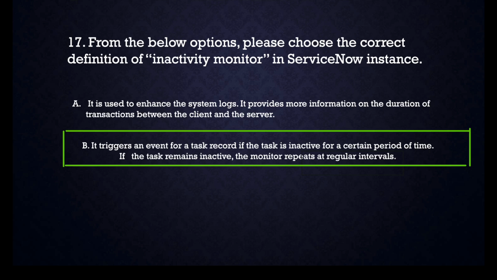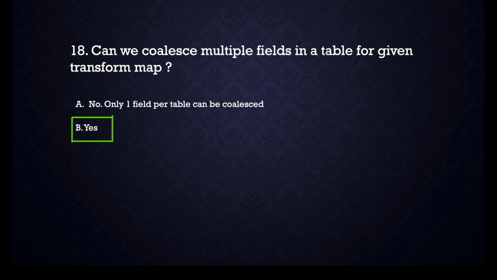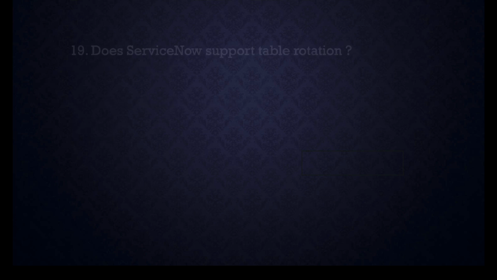Next question. Can we coalesce multiple fields in a table for a given transform map? No, only one field per table can be coalesced. Yes. Which is the correct option? Let's see. Yes, we can coalesce multiple fields in a table for a given transform map. Let's go to the next question.